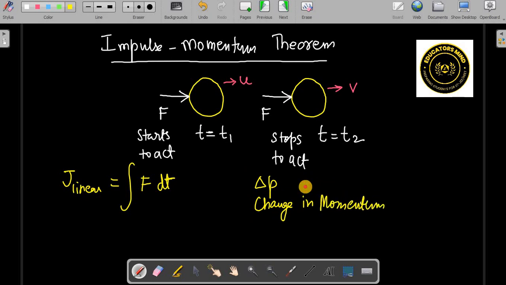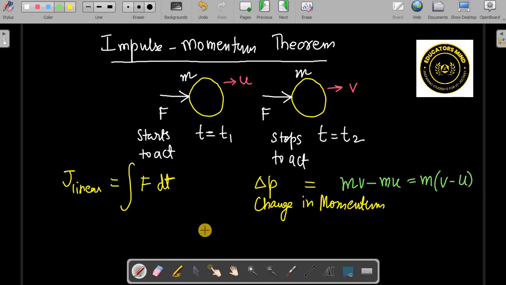What is change in momentum? Delta p. Change in momentum, let's say the body has a mass of m. Of course, mass is not changing. Assume that. So, change in momentum is mv minus mu, or you can say m(v minus u), right? This is change in momentum.